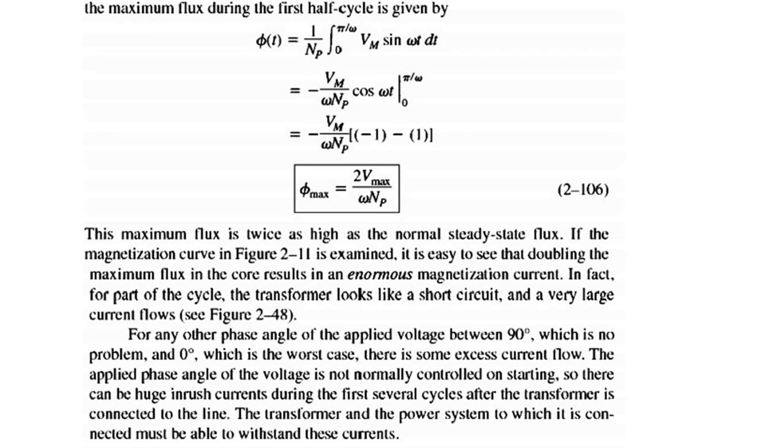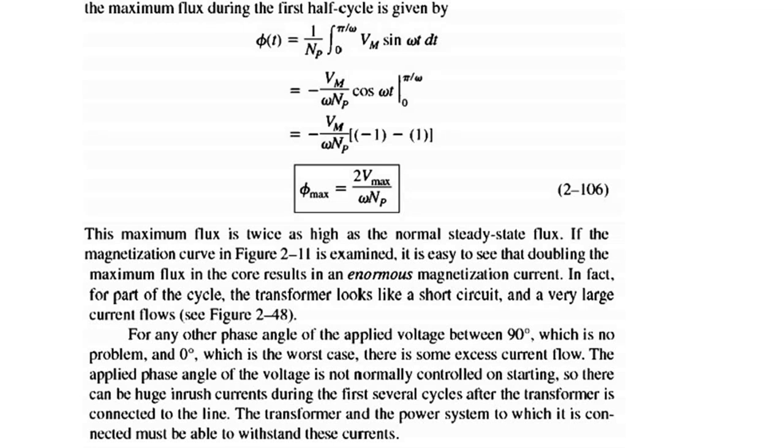Because of the magnetization curve, doubling the maximum flux in the core results in an enormous magnetization current. In fact, for part of the cycle, the transformer looks like a short circuit and a very large current flows. For any other phase angle, between 90 degrees, which is no problem, and 0 degrees, which is the worst case, there is some excess current.